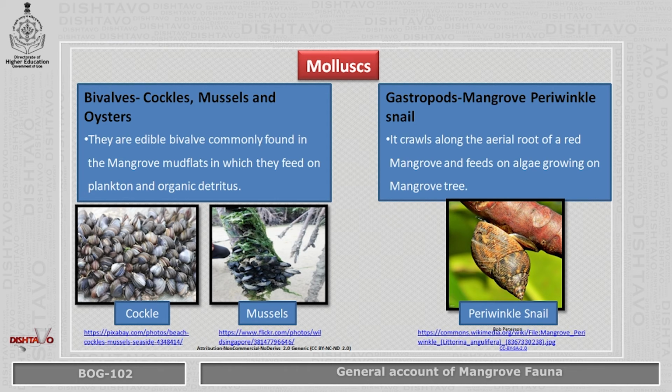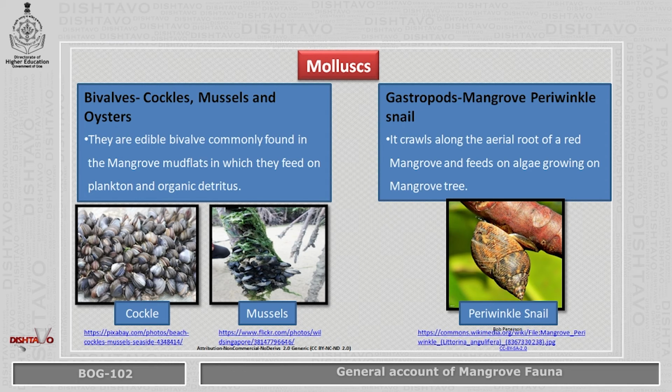They have a hard calcareous shell made up of two parts, in which the soft parts are inside the shell. They include cockles, mussels and oysters. They are edible bivalves commonly found in the mangrove mudflats, in which they feed on planktons and organic detritus.